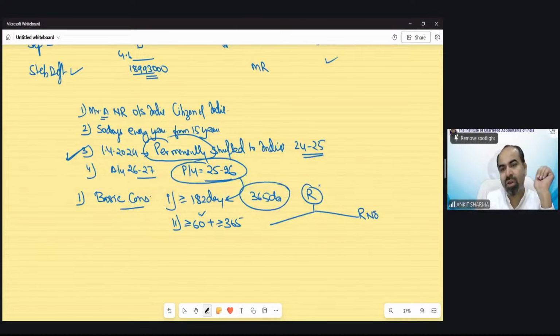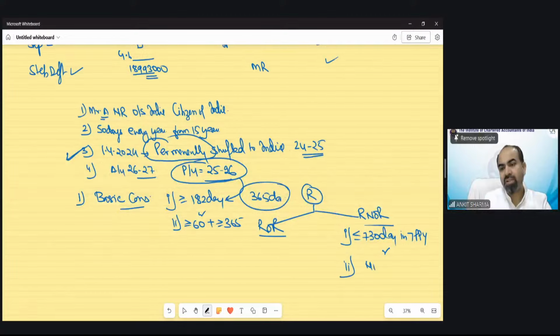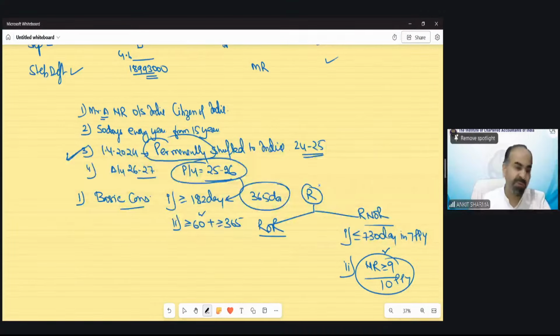Now, after becoming resident, we have to find out whether he is a resident and not ordinary resident, or a resident and ordinary resident. Because he falls in the normal case, there are two basic conditions, and he needs to fulfill either one: less than 730 days in the 7 preceding previous years, or 9 years or more non-resident out of the 10 preceding previous years. If any one condition is fulfilled, he would be regarded as resident and not ordinary resident.